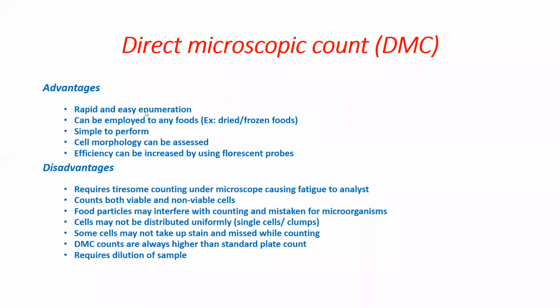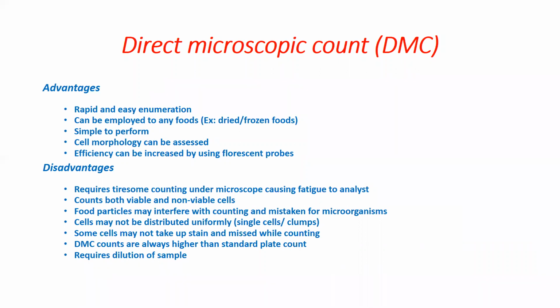Okay, so the advantages of this direct microscopic count is that it is rapid, that means fast and easy enumeration technique, and can be employed to any foods, whether it is dried or frozen food. It is simple to perform. Cell morphology can be assessed. Efficiency can be increased by using fluorescent probes. So that is the advantages.